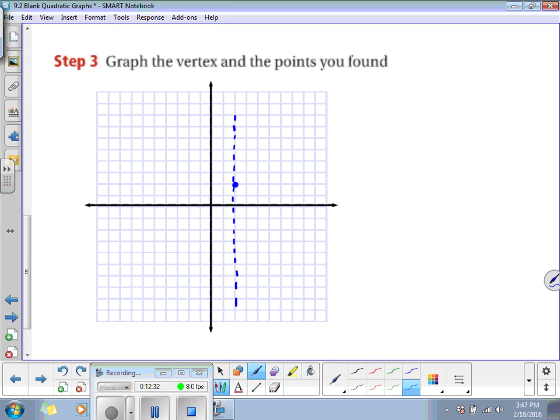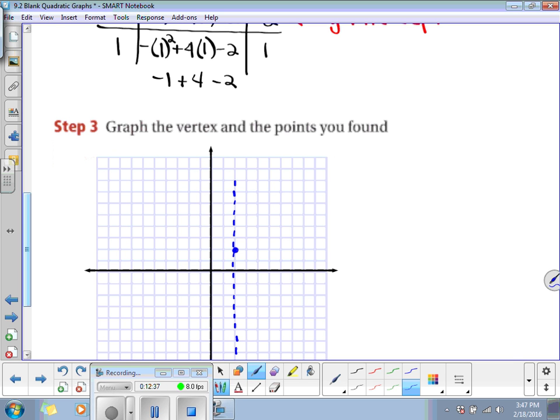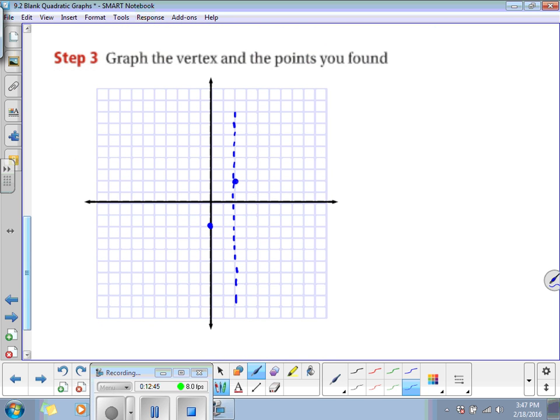So, let's graph the other 2 points. So we've got 0, negative 2, and we've got 1, 1. Now, because we have the axis of symmetry, you know that it's going to be the exact same thing on the opposite side. Does that make sense?